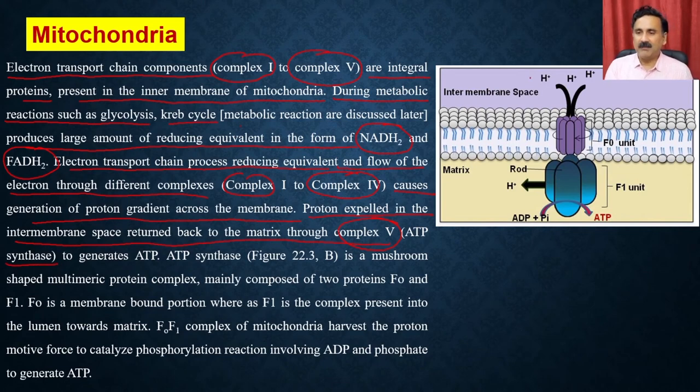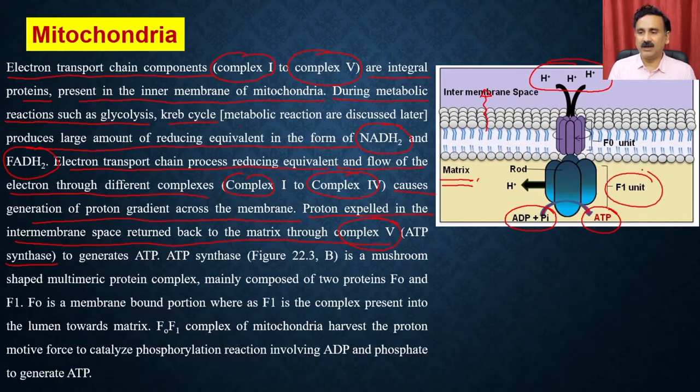When the electrons are moving from complex 1 to complex 4, they are throwing the protons from this side to this side, and that's how there will be accumulation of protons. Then when these protons come back to the matrix side, they utilize this ATP synthase, and because of that the ATP synthase couples ADP plus Pi to generate ATP. That is because ATP synthase is a very big complex.